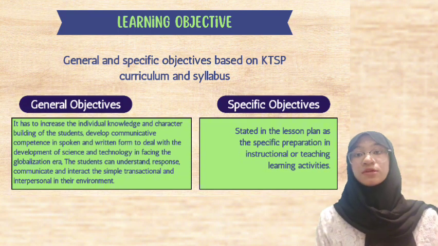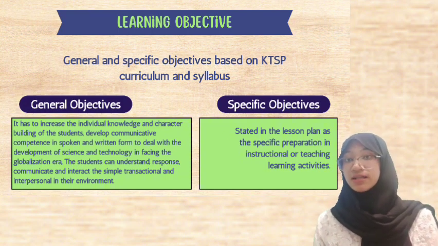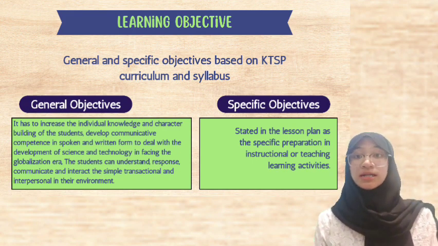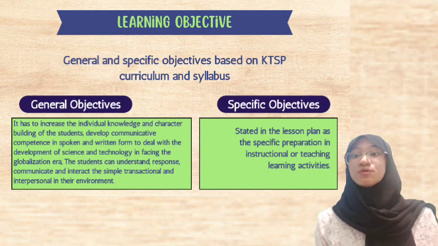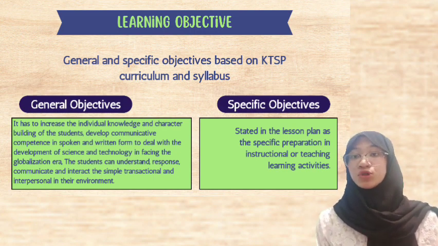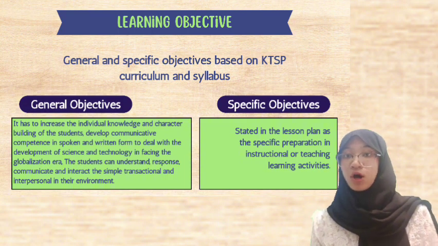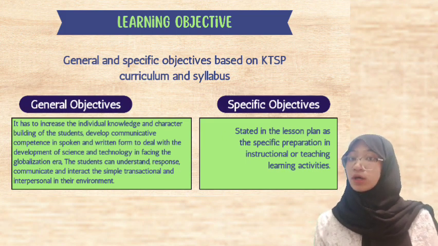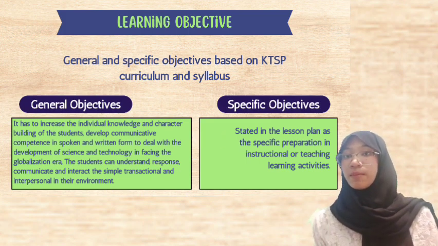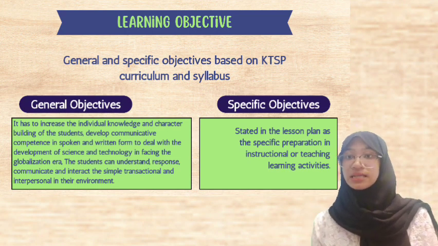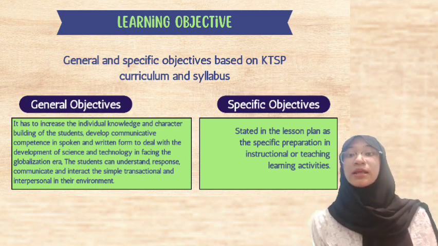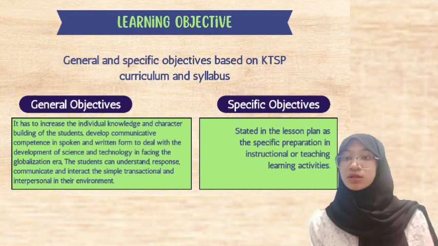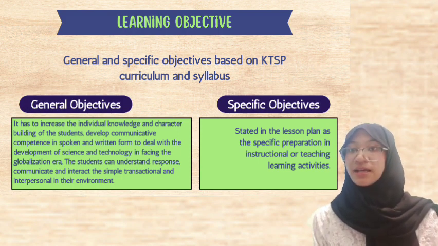After conducting observation, the researcher found that the school has two learning objectives of teaching English. The first one is the general objective: to increase the individual knowledge and character building of the students. The second one is to develop communicative competence in spoken and written form to deal with the development of science and technology in facing the globalization era, and to make the students able to understand, respond, communicate, and interact in simple transactional and interpersonal situations in their environment.